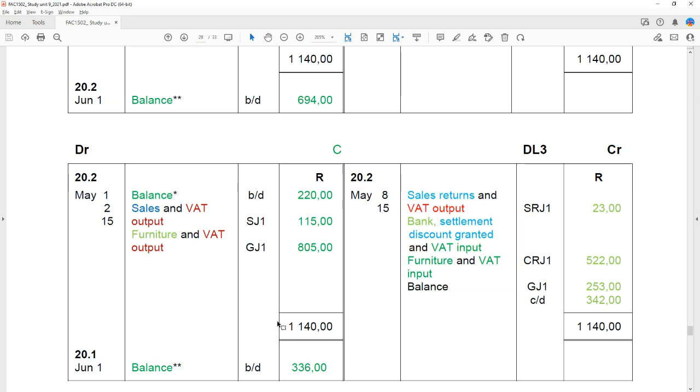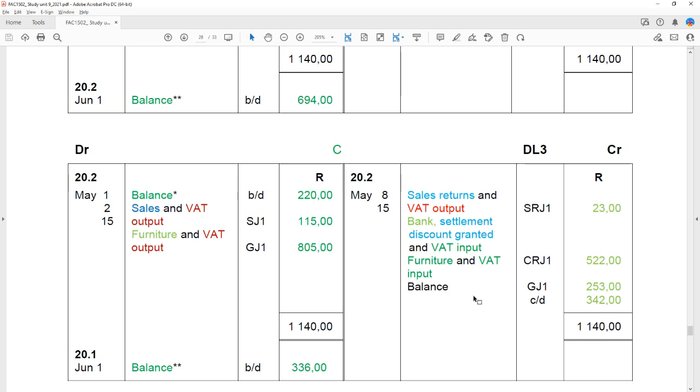So on the debit side, we then total the 1,140. On the credit side, we must also total it at 1,140 Rand. And we know that the credit side is less. So to balance this, we need a balance carried down of 342 Rand to get to 1,140. Because if I take now the 23, the 522, the 253, plus the 342, I will get 1,140.